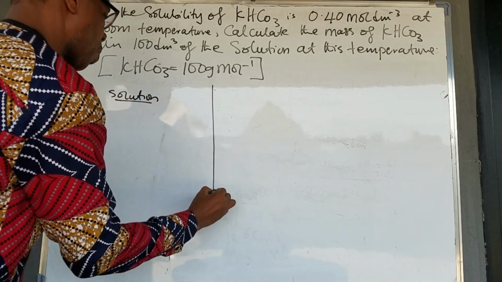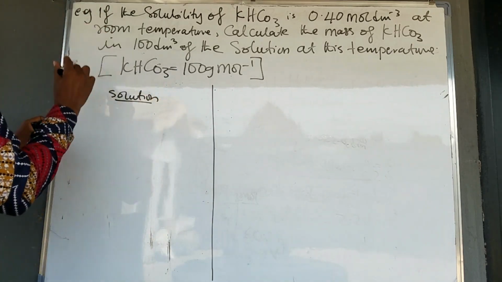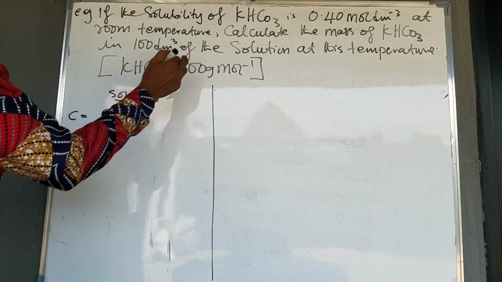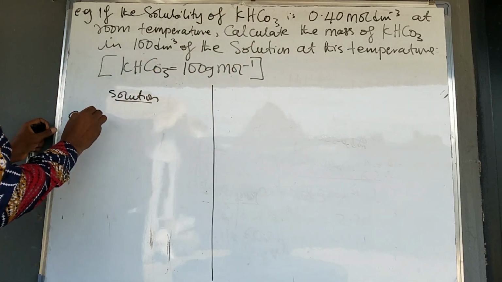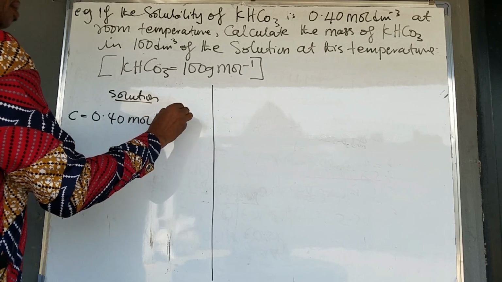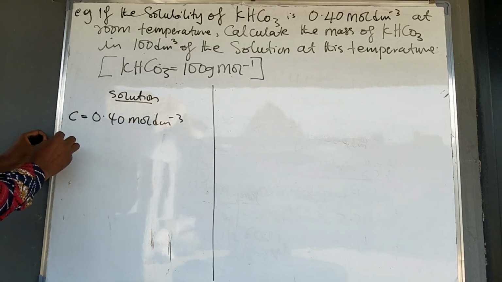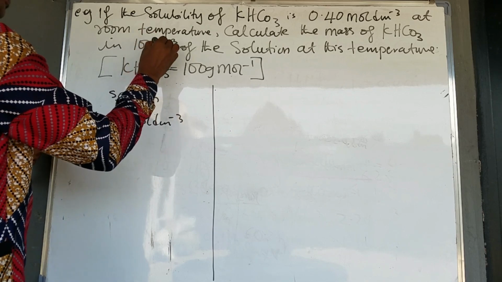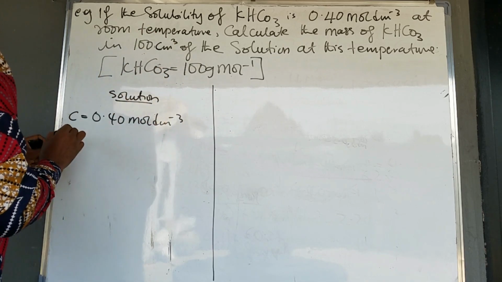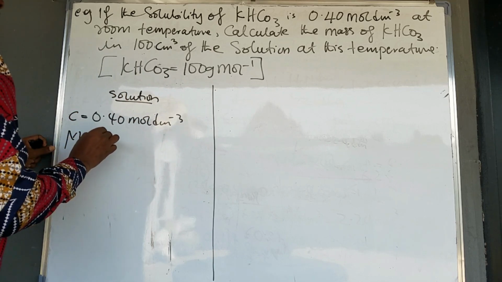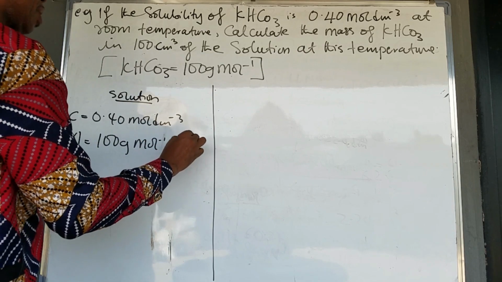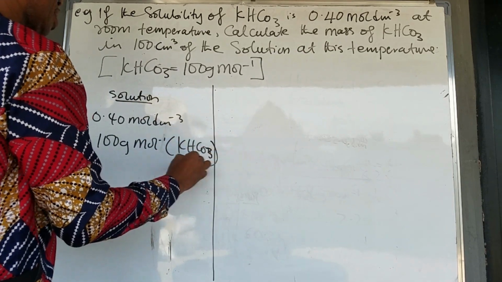Now, what do we do? Just list out what you have. You have C for potassium hydrogen carbonate, which is 0.40 mole per dm³. Sorry, this is dm³. And then you also have the big M, 100 gram per mole, in the case of potassium hydrogen carbonate.